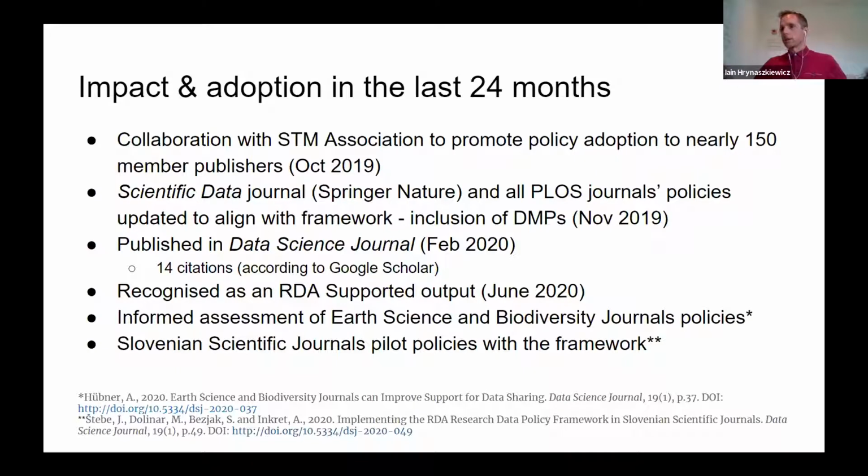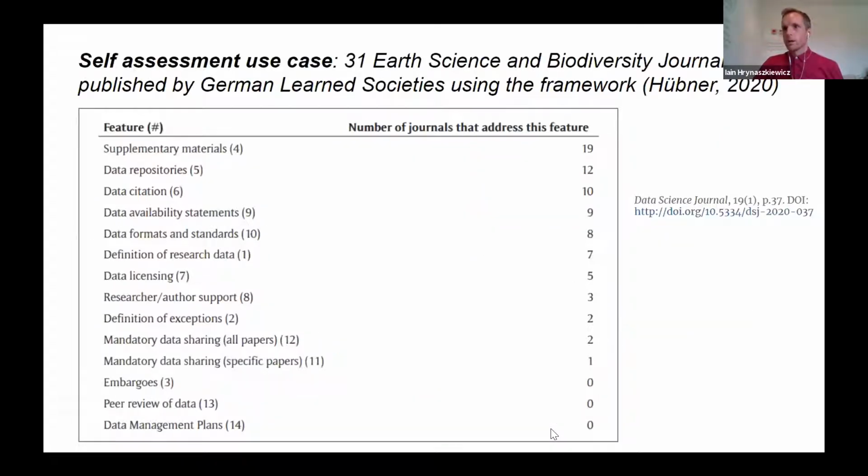And I'm just going to spend the last minute telling you about a couple of those use cases to give you an example of how it's being used, or two examples of how it's being used. So the first example, and both of these are actually published as peer-reviewed papers, which are cited here. So the first example was the use of the framework and that list of features as a self-assessment tool. So 31 Earth Science and Biodiversity journals published by German learned societies used the framework to assess the state of research data policies in those journals.